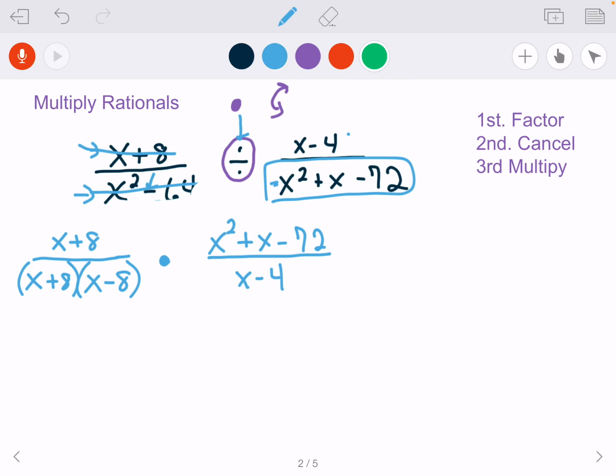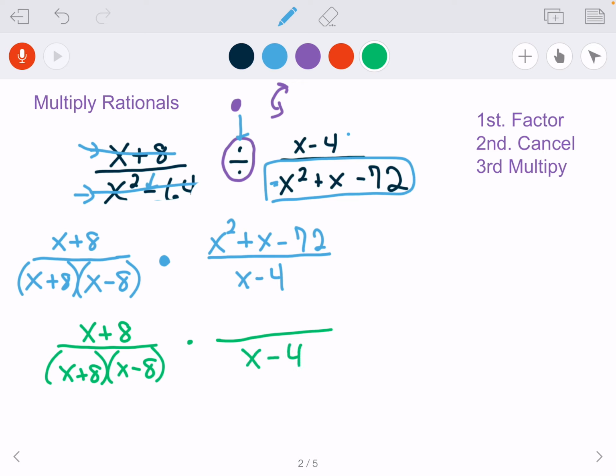So now let's rewrite this equation. I've got x plus 8. I keep saying equation. It's really an expression. So any of my math friends, please forgive me. Okay, now that x minus 4 is not going to factor, so I'm just going to leave it there. So all I have to do is factor this. And if you remember, we just factored it. So I have x plus 9 and x minus 8.